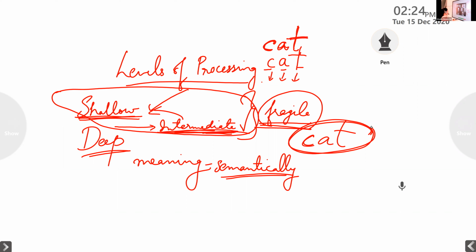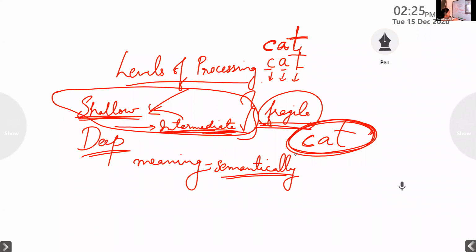Then only this memory of this particular thing, that is this particular word, can be made intact. If it is processed in terms of its meaning only, it can be put into our long-term memory, or it can be made in such a way that it remains intact in our memory system. That is what the levels of processing theory says. That is, the shallow level of processing or the intermediate level of processing, it might get lost very easily.